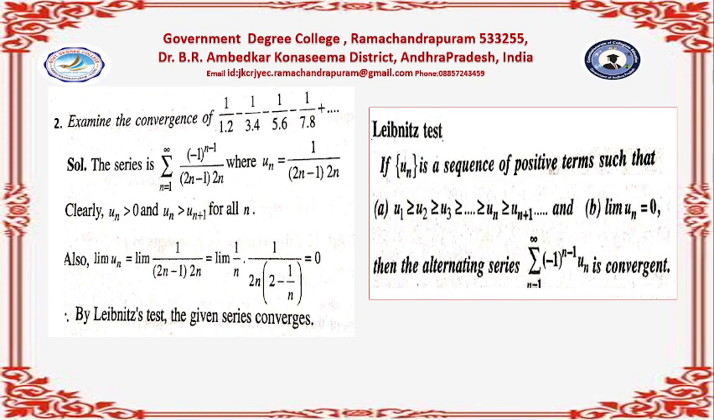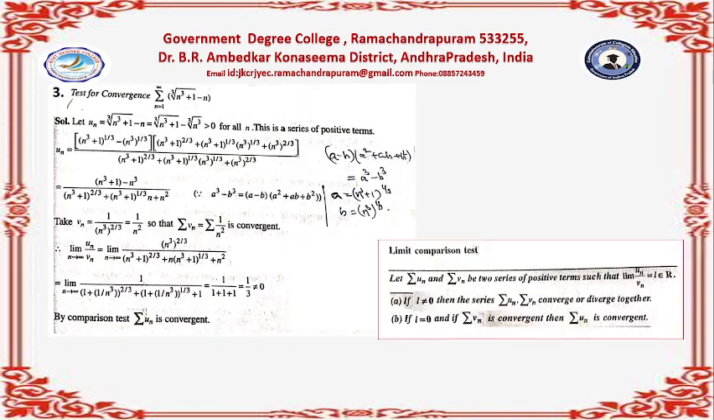Then what is Leibniz test? If un is a sequence of positive terms such that u1 is greater than or equal to u2, greater than or equal to u3, and so on, greater than or equal to un, greater than or equal to un+1, and limit un equal to 0, then the alternating series summation (-1)^(n-1) into un is convergent. That is the statement.